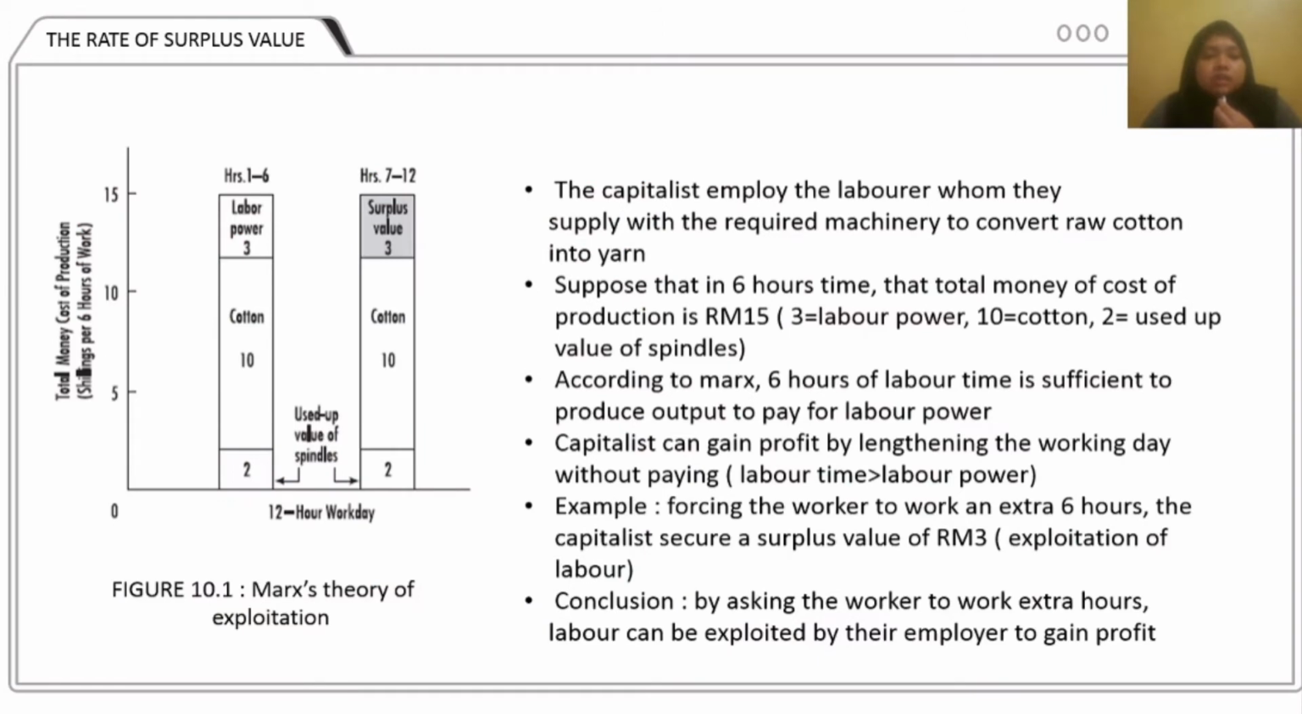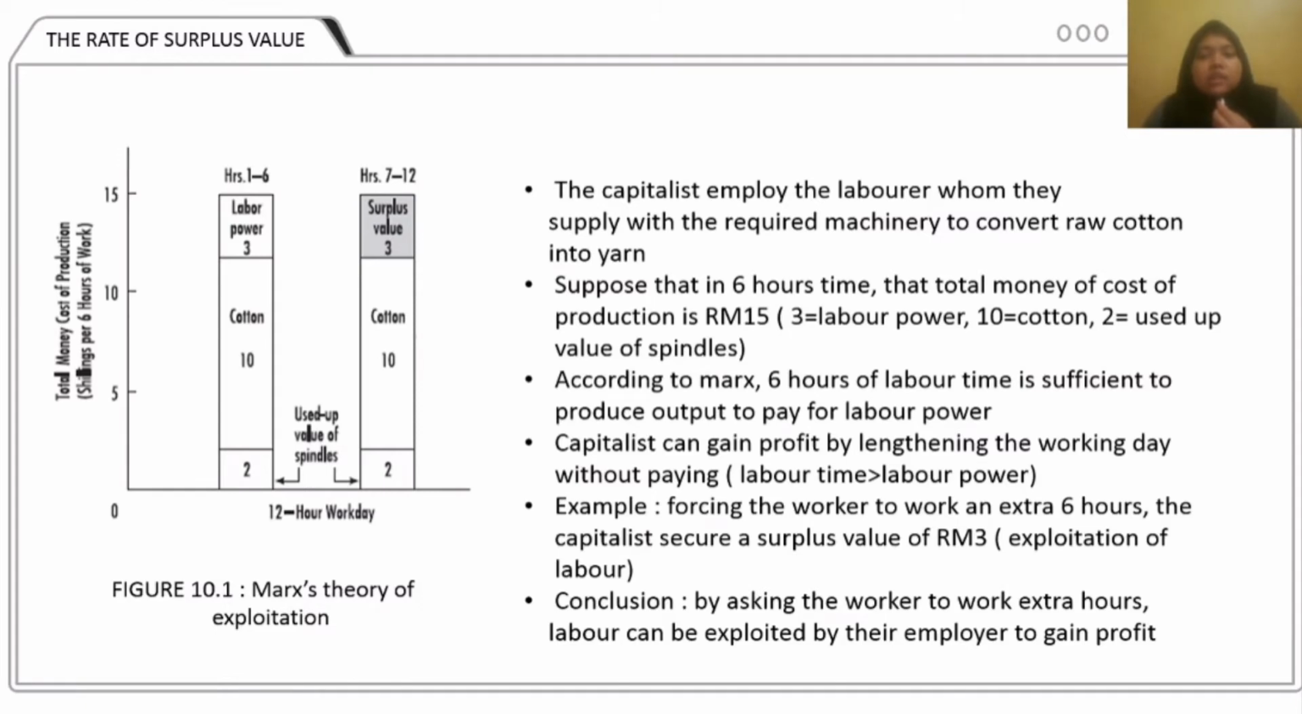As you can see here is a figure of Marx's theory of exploitation. The capitalists employ the labor whom they supply with the required machinery to convert raw cotton into yarn. Suppose that in 6 hours, the total money cost of production is 50. How can we get 50 ringgit? As you can see on the figure, it's 3 for labor power, cotton for 10, and 2 to use up the value of the spindle. That's how you get 50 ringgit.